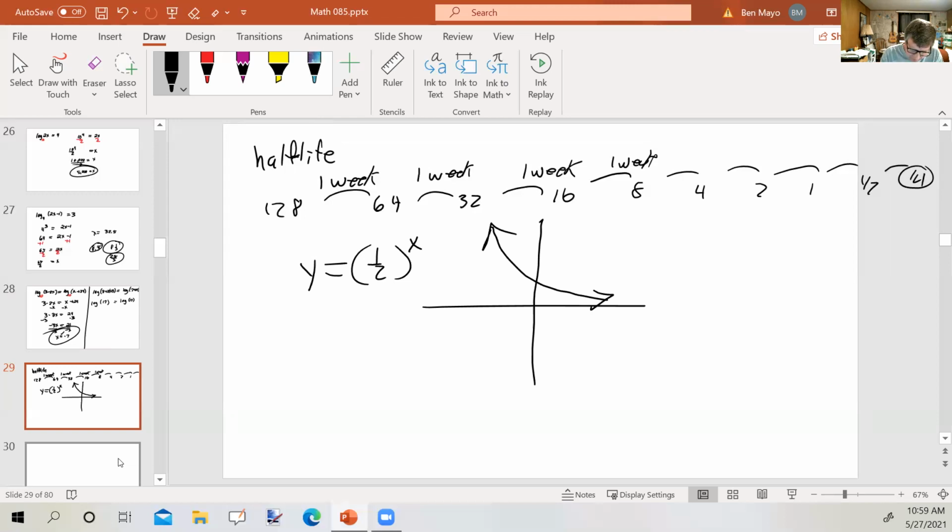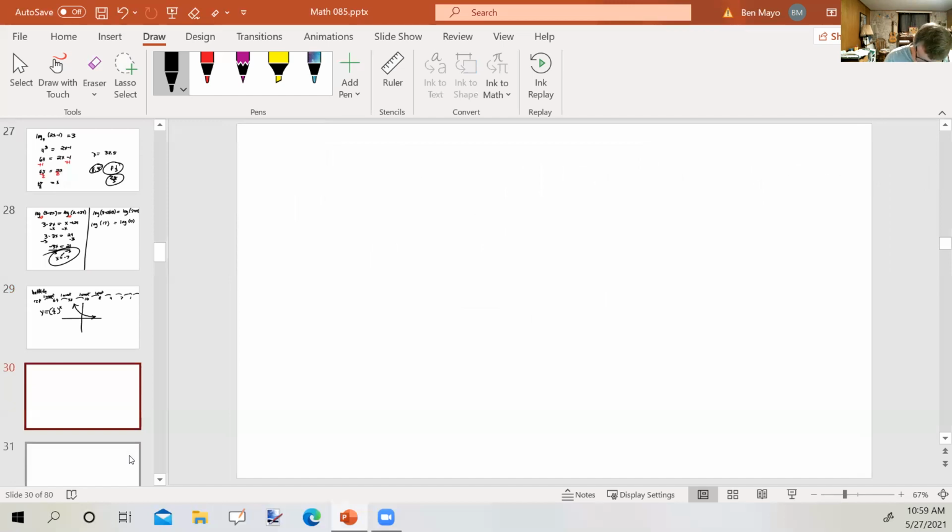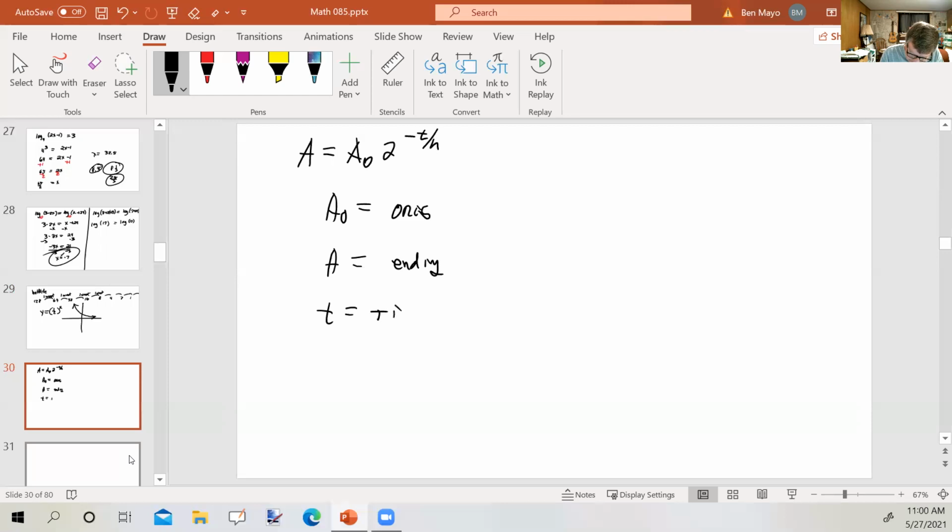All right, now, there's a formula for half-life, and the formula looks like this. A equals A sub 0 times 2 to the negative t over h power. All right, now, A sub 0 is the original amount at the beginning of the problem. A is the ending amount, so we'll say original, ending. t is time, and h is the half-life of whatever substance that is.